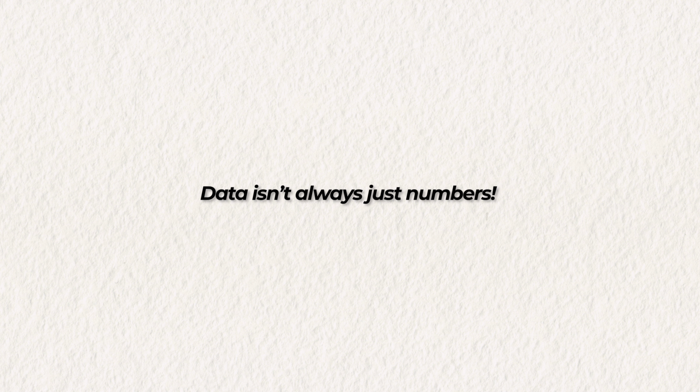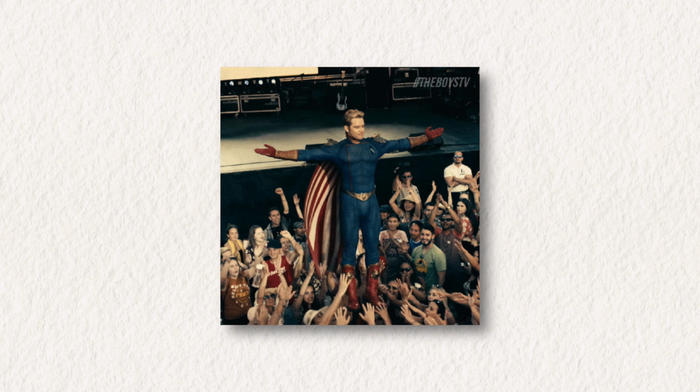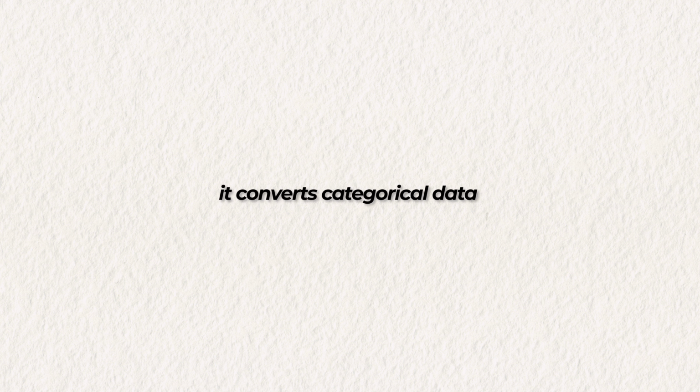Data isn't always just numbers. Sometimes it's categories like colors, names, or even emotions. But how do machines understand these non-numerical values? That's where one-hot encoding comes in. It helps convert categorical data into a format that machine learning models can actually process.